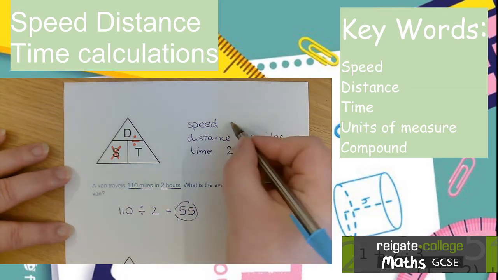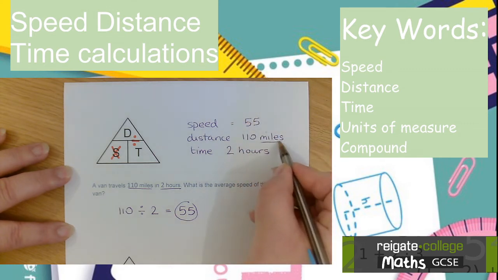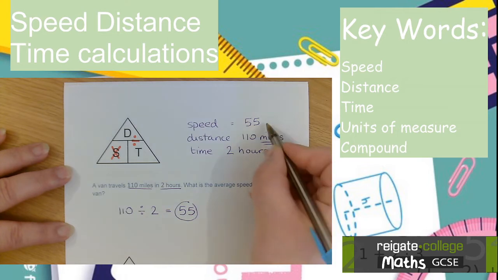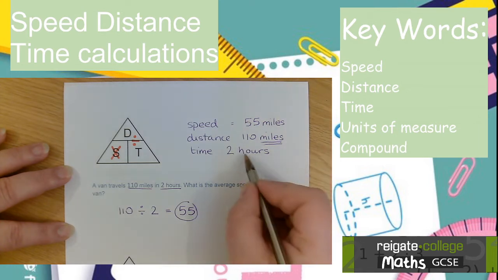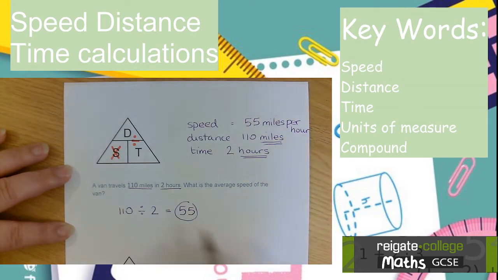Therefore, what we've worked out here is the missing component of speed is 55, and because we used miles in our distance, it's miles here, and because we used hours, it's miles per hour. Therefore, the answer to our question, what is the average speed of the van? 55 miles per hour. And this mph is the shortening of that miles per hour.